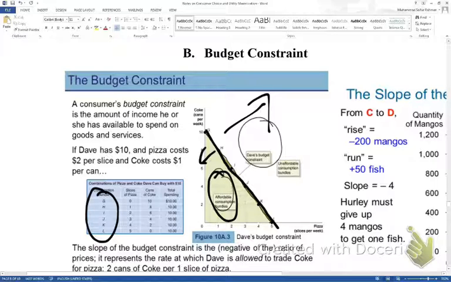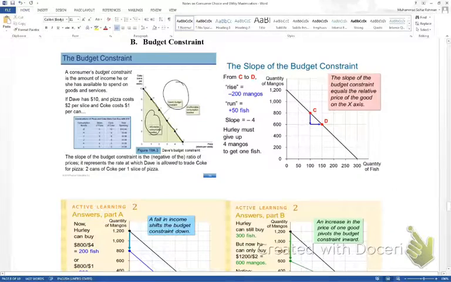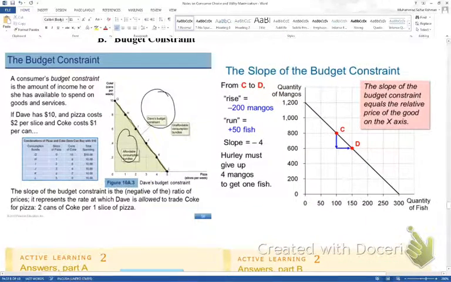Let us now move back and talk a little bit about the slope of this budget constraint. The slope of the budget constraint is again the rise over the run. It's a very simple idea again. Let me just make that a little bit visible. So the slope is like the rise over the run.